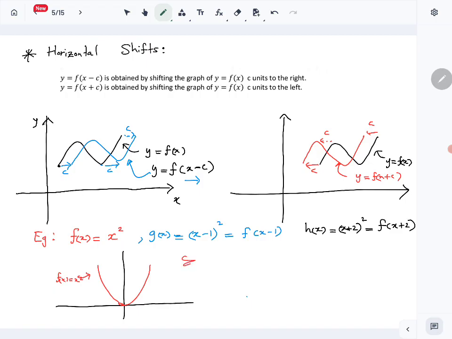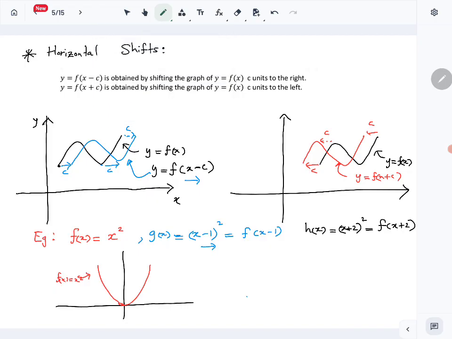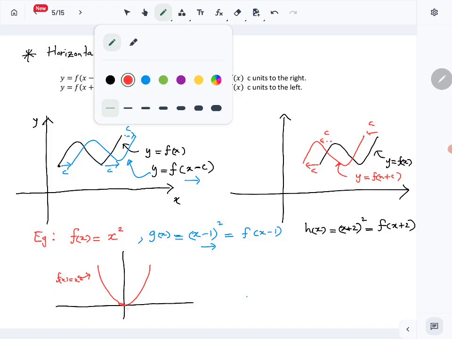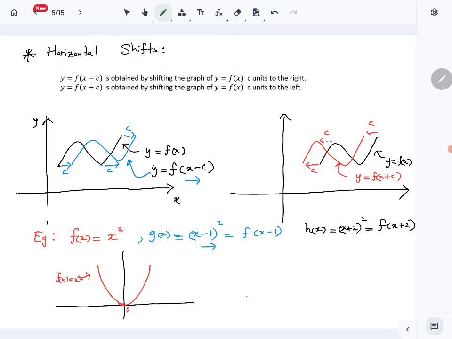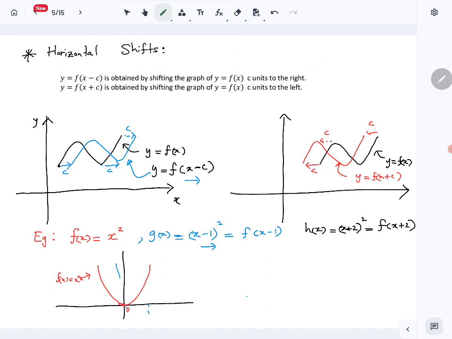Then how do I get g(x)? g(x) is what? You shift how many units? 1 unit to which side? Minus, no? Minus means to the right. And remember, you are shifting to the right, so y values don't change. X values change. So 0 goes to 1. And then just draw the shape. Same shape. So this is g(x) equals (x minus 1) squared. Right.